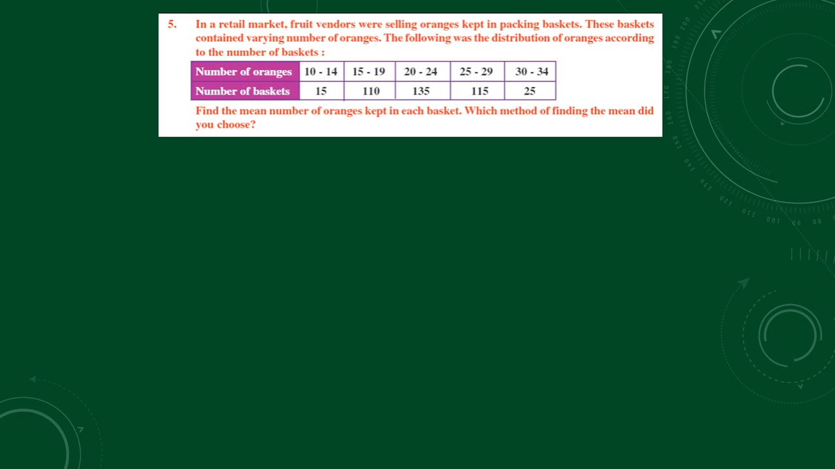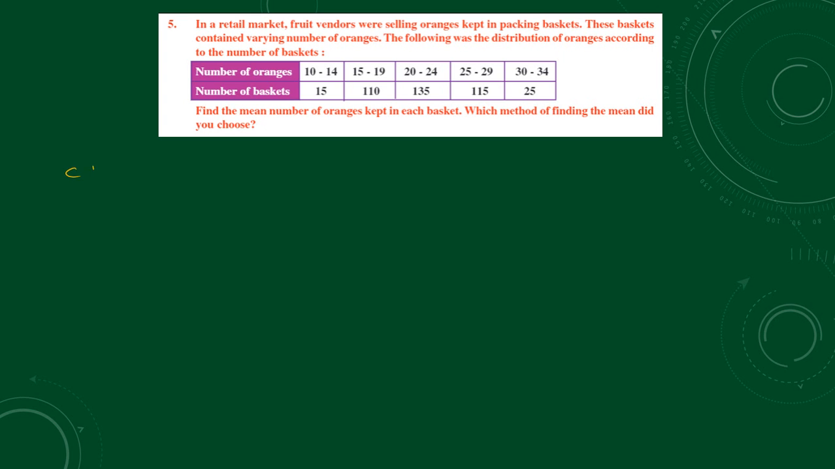So which method should we apply here? Which method do you feel is easy? Clearly you can say that the step deviation method is easy, right? You can choose any method, so no problem. But if the question mentions a particular method, you need to follow that method. If it is given as our choice, then that's our wish, and you can follow any of the methods. So we'll be doing this by the shortcut method.